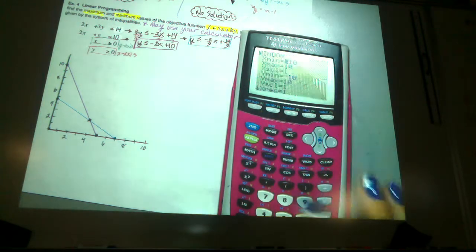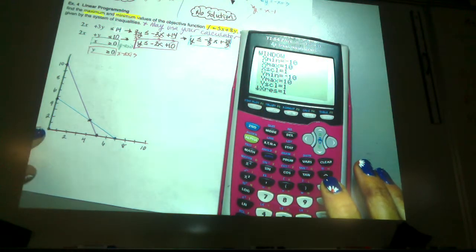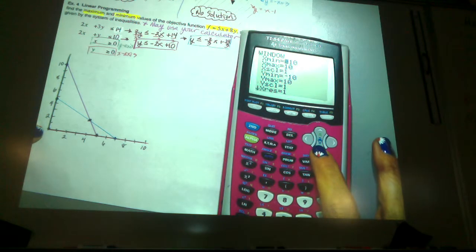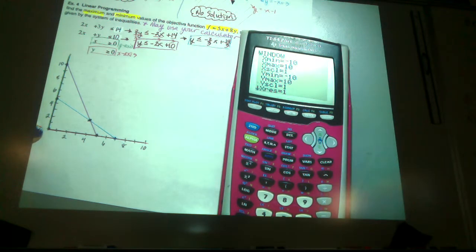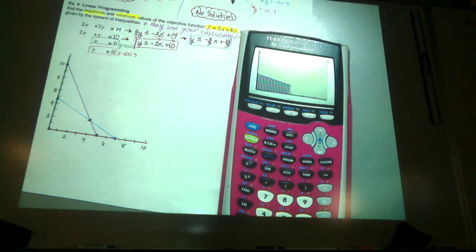So go to your window, and our X min doesn't go in the negatives. So you can make your X min 0, your X max, we can make it, I don't know, let's make it at 6. No, I want it bigger. I want to be able to see. You could do 8, but it doesn't matter. And then your Y min, make 0. Your Y max, we don't want to make 10. I'd make like 12, because your max is 10 on that Y axis. And then hit graph. And so you see it going all over again.